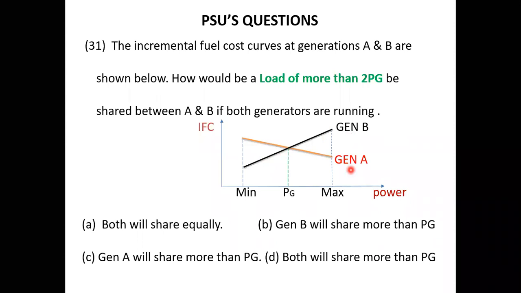So that's why in this case, our answer is C. Generator A will share more than PG. Okay, so this is nothing but our answer. C is nothing but our answer. That is, generator A will share more than PG. Okay, we need to consider this portion. When you are considering exactly at this point, the answer would be A. And similarly, when you are considering less than PG, then the answer is B. Generator B will share more than PG.